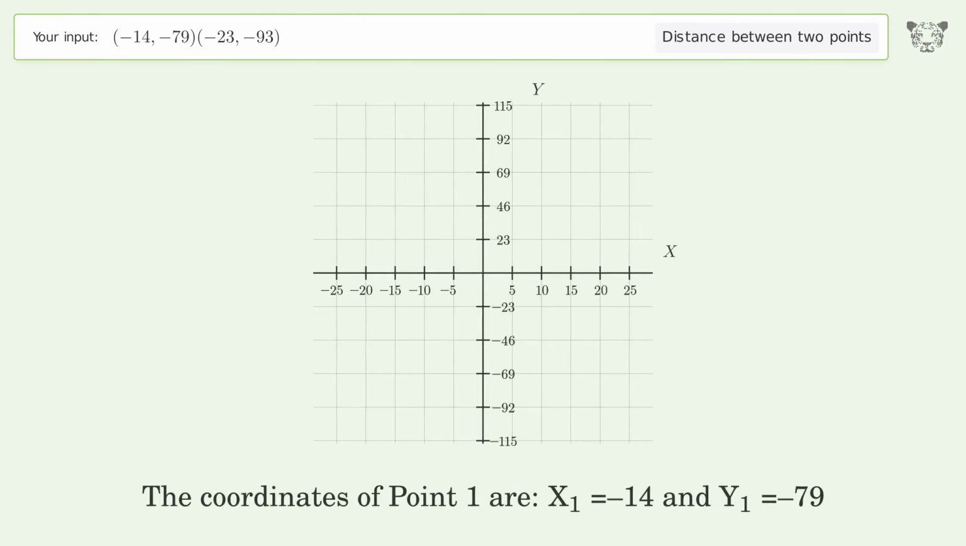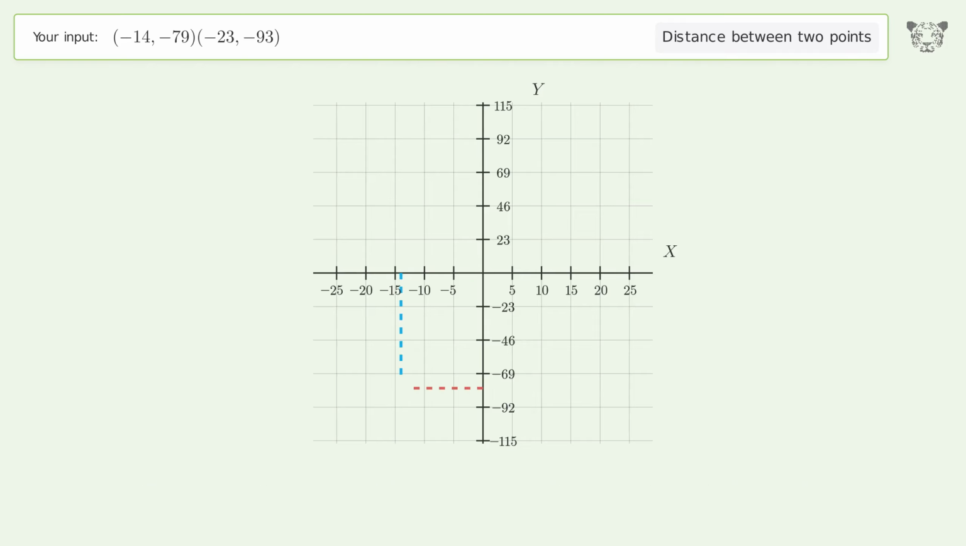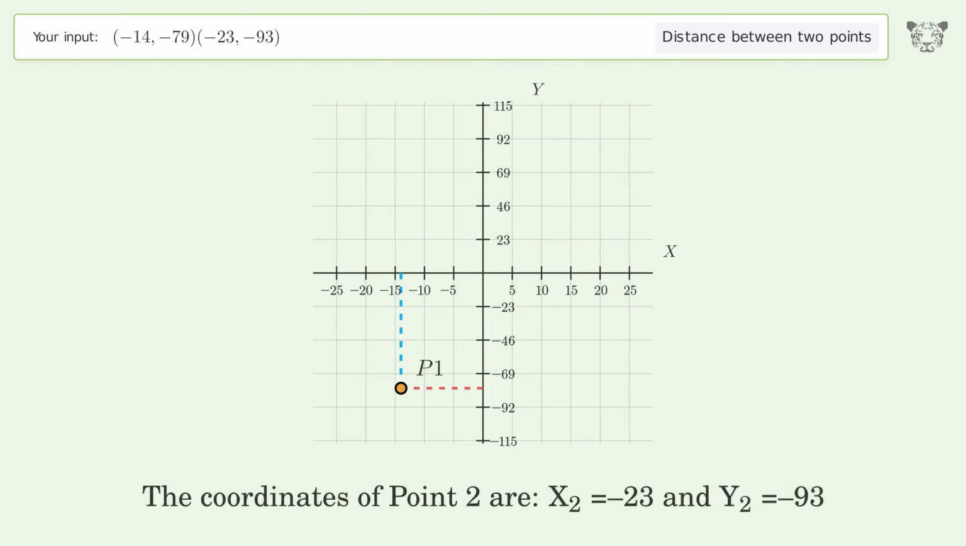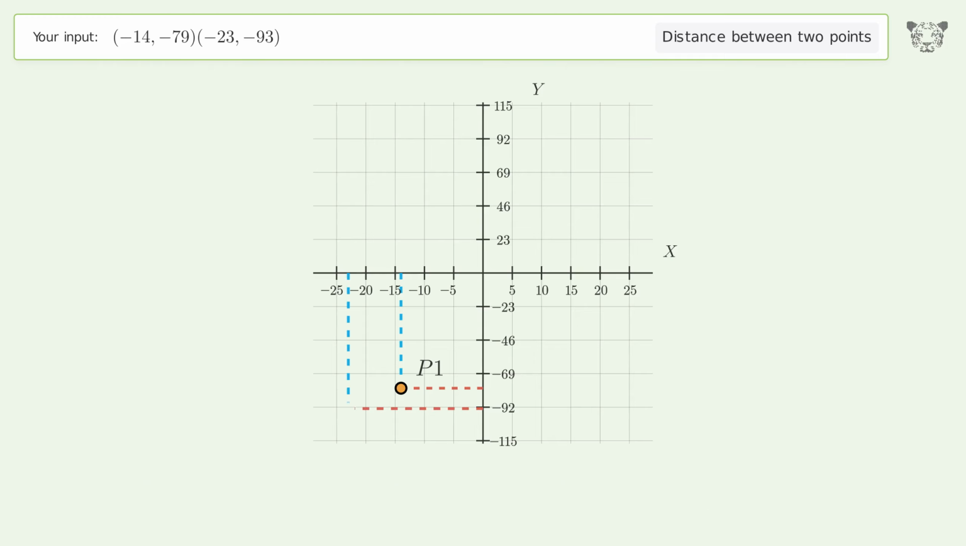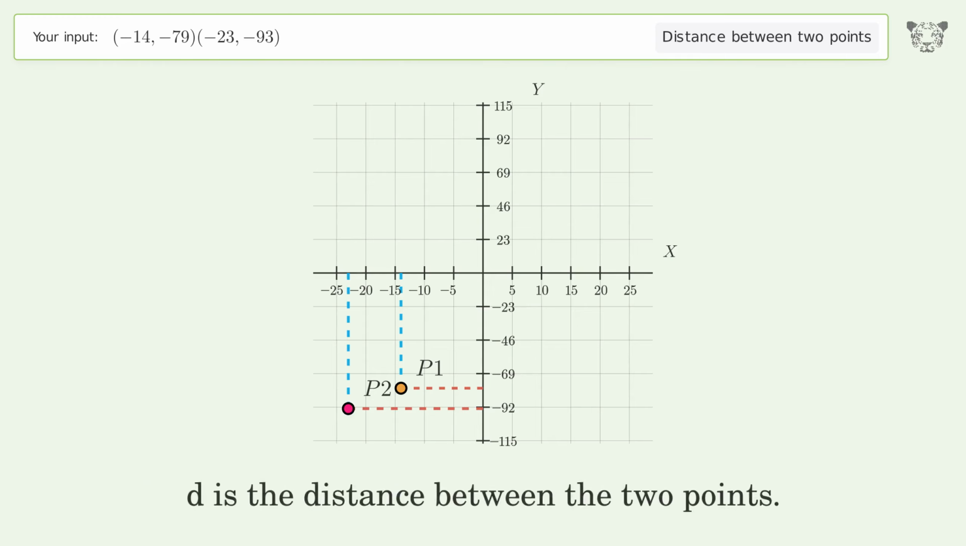The coordinates of point 1 are x1 equals -14 and y1 equals -79. The coordinates of point 2 are x2 equals -23 and y2 equals -93. D is the distance between the 2 points.